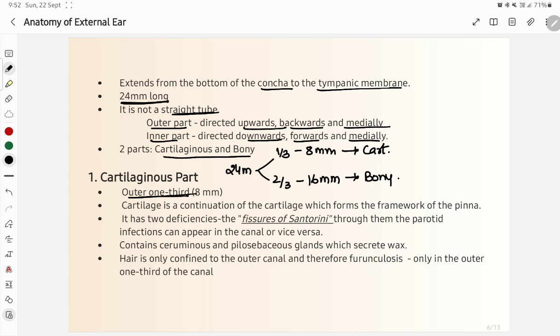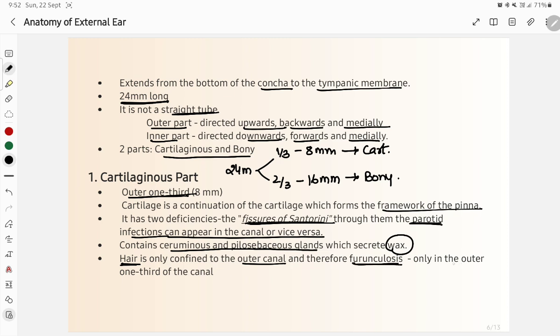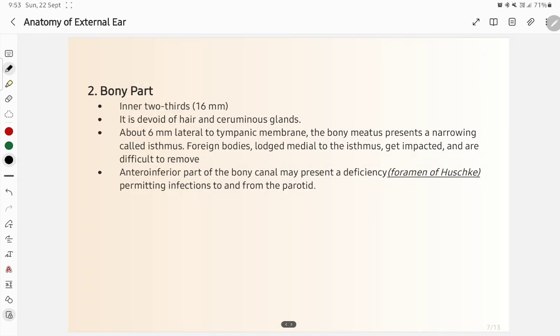Now the cartilage is a continuation of the cartilage which forms the framework of the pinna. It has a deficiency known as the fissure of Santorini. Through them the parotid infections can appear in the canal or vice versa. It contains ceruminous and pilosebaceous glands which secrete wax. Hair is also confined only to the outer canal and therefore furunculosis is present only in the outer 1/3 of the canal. The bony part forms the inner 2/3 of the canal, that is 16 mm long. It is devoid of hair and ceruminous glands.